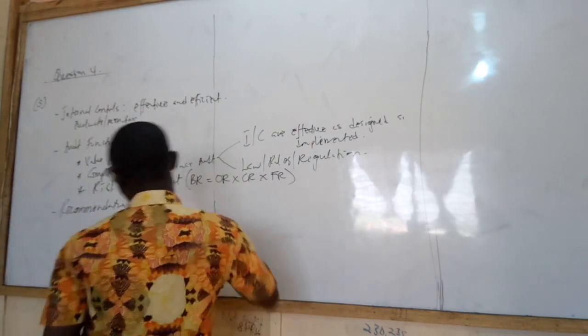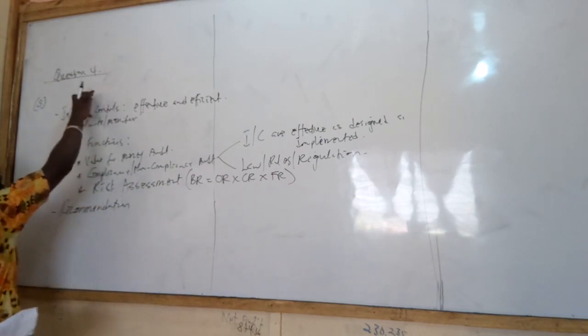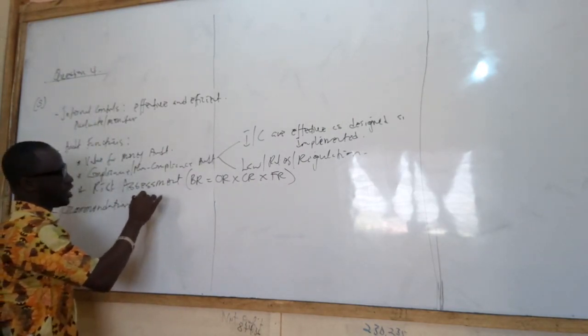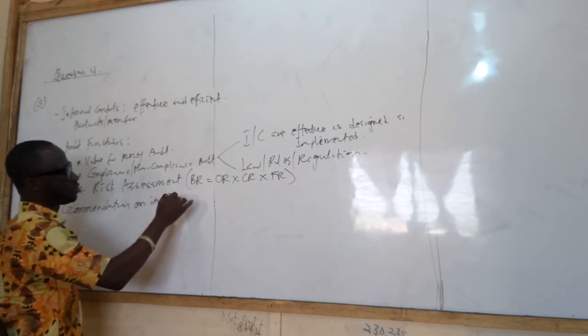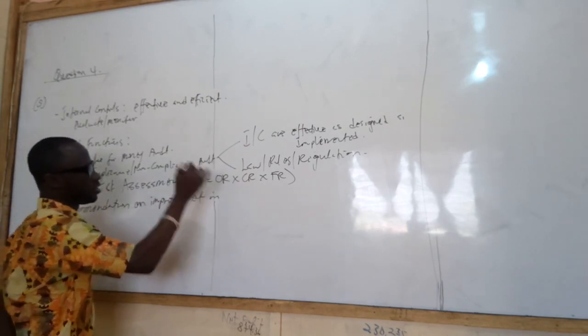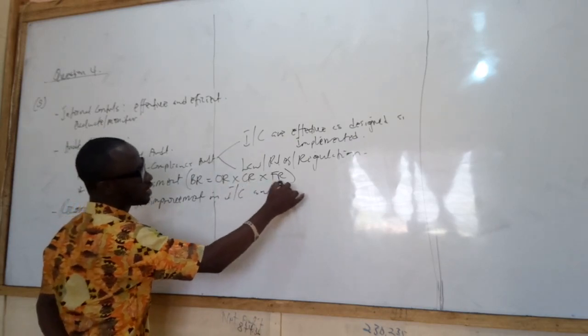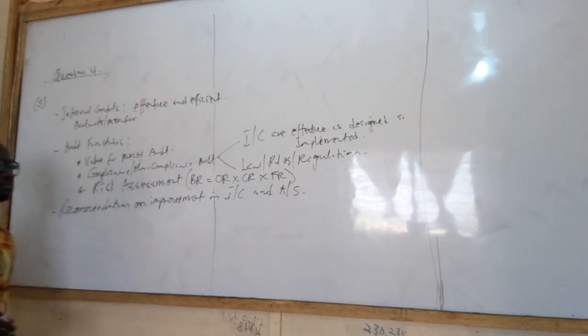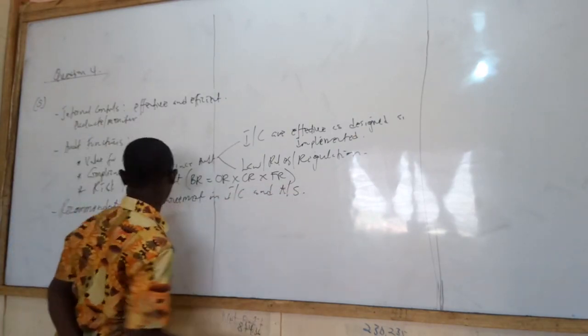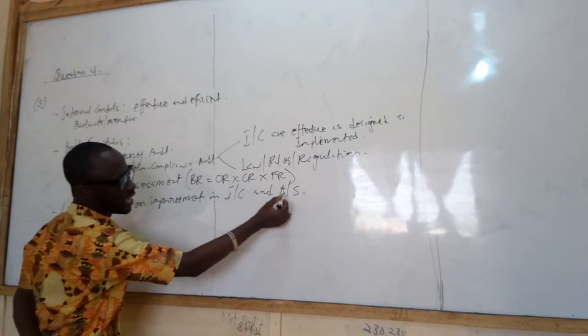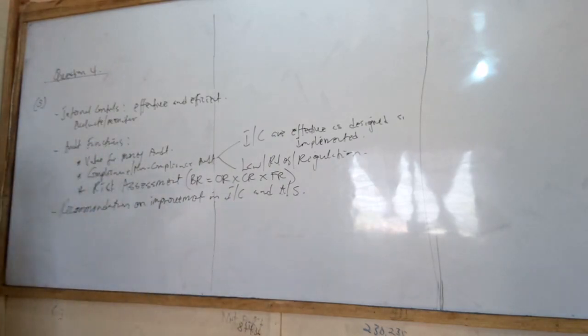Recommendation. Now, it looks like this one connects with the first point. So they make recommendation on improvement in internal controls, as well as accounting systems. In case you get here, you are looking for the meaning. So recommendation on improvement of IC, internal controls, AS, accounting systems.